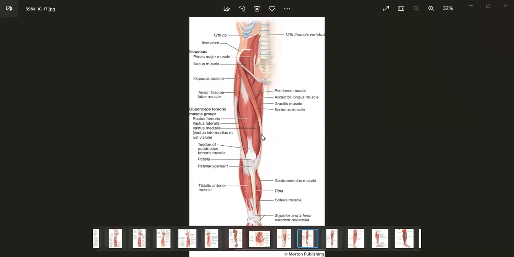The next one on our list is the sartorius muscle. The sartorius muscle is one that you're going to want to understand the origin and insertion. The sartorius muscle has the action of flexing and rotating the thigh and leg. It will originate on the ilium and cross over the front of your thigh to the medial aspect of your knee and insert on the proximal tibia.